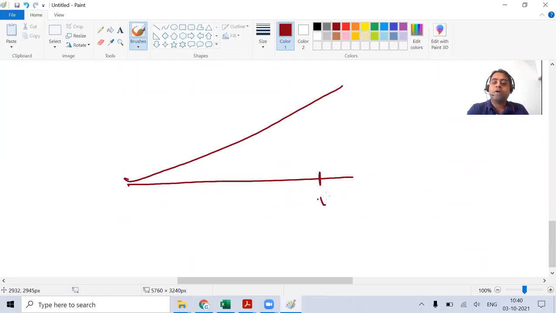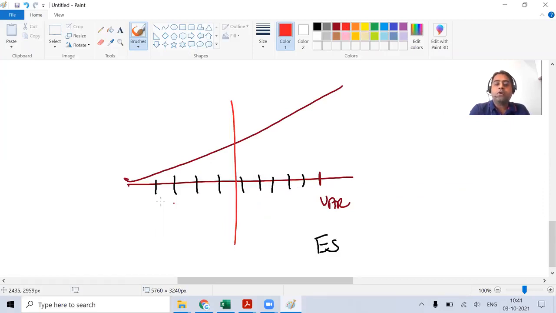So suppose this is my VAR point, and these black lines are my points which are beyond the VAR point. What does expected shortfall talk about? Expected shortfall simply takes the average of all of these data points, and it gives you a magnitude that whenever the VAR is going to get breached, on average, this is what you might lose. So ES primarily focuses on the magnitude of the loss, which was missing in VAR.